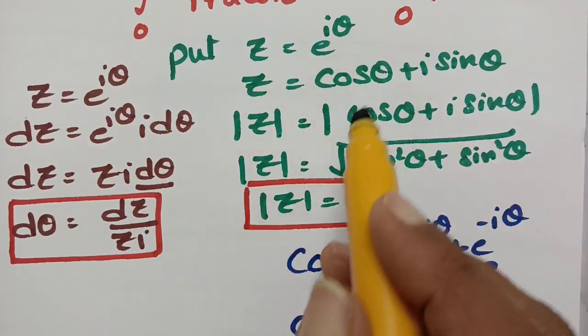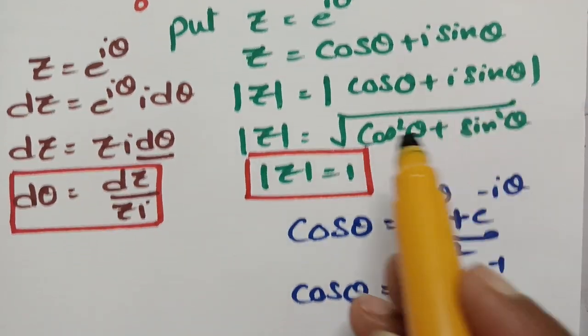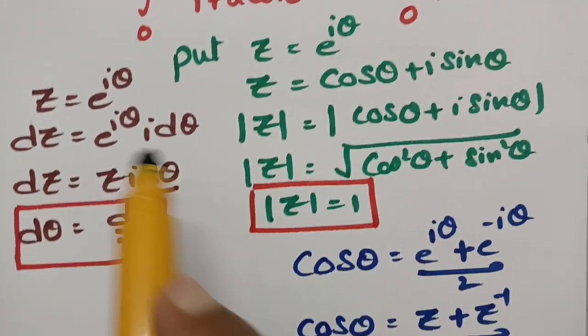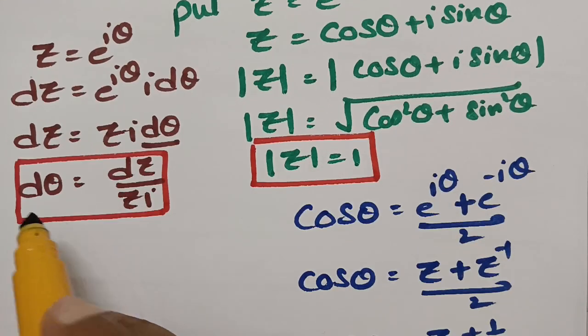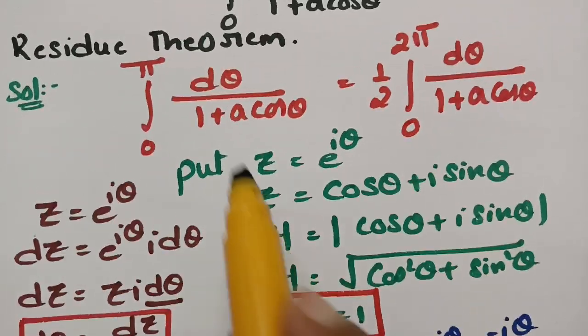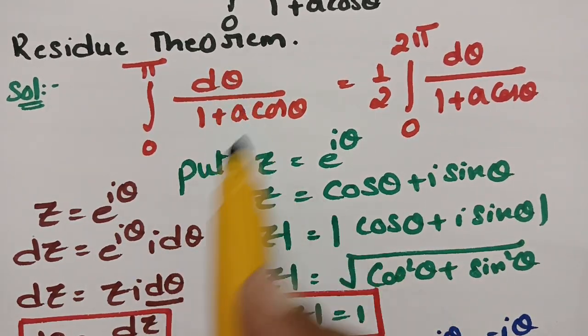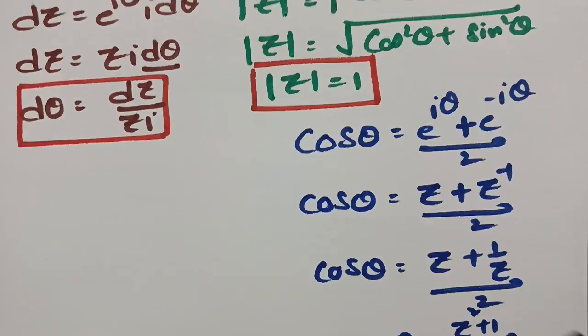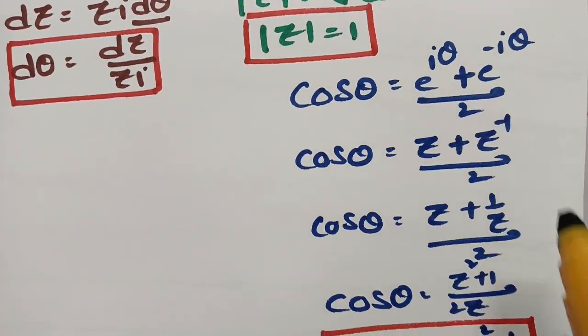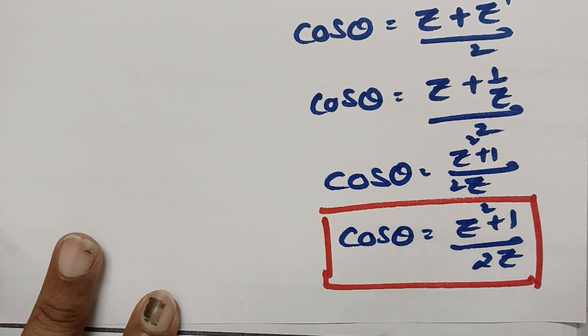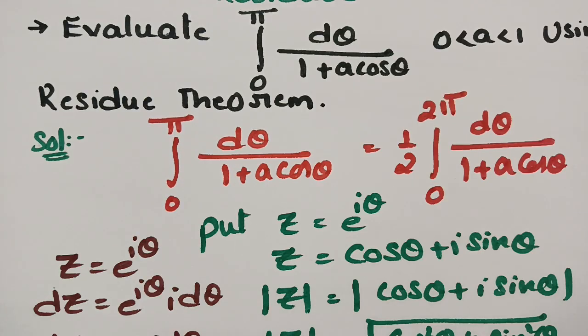z is equal to e power i theta, which is cos theta plus i sin theta, and the modulus I have taken is mod z equal to 1. Again z is equal to e power i theta. Differentiating both sides, I got the d theta value as this. For cos theta, cos theta is equal to e power i theta plus e power minus i theta by 2, and therefore the cos theta value is this. After getting all these values, I have to substitute them in the given integral.